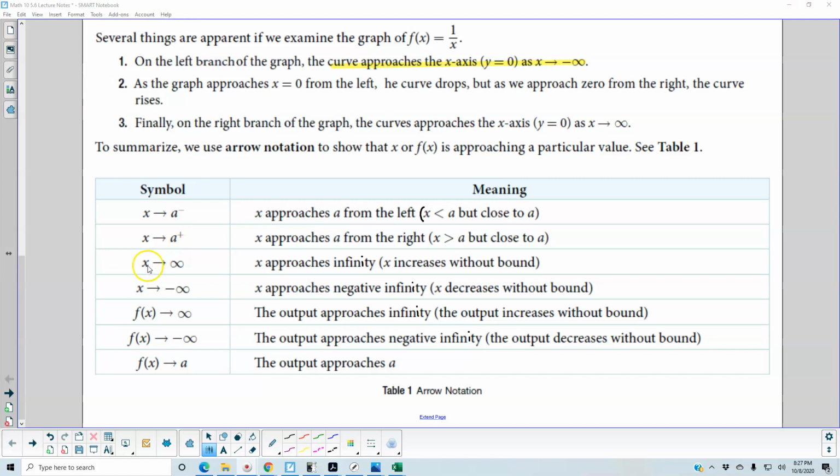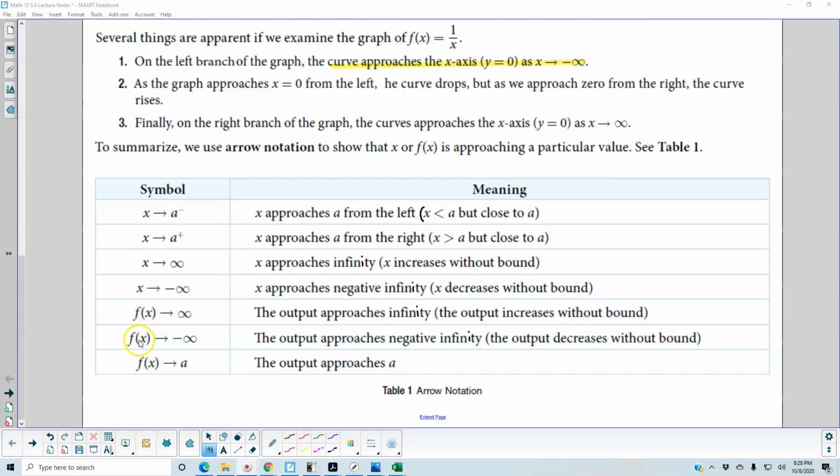The next symbol, x approaches positive infinity: x increases without bound. Then x approaches negative infinity, which means that x decreases without bound. Next, we have f(x), or y, the output, approaches positive infinity. So the output increases without bound.